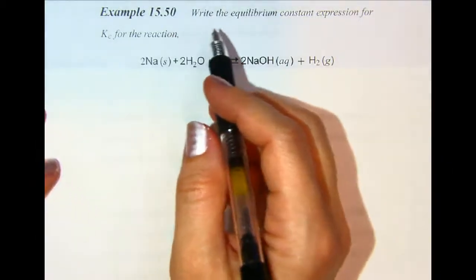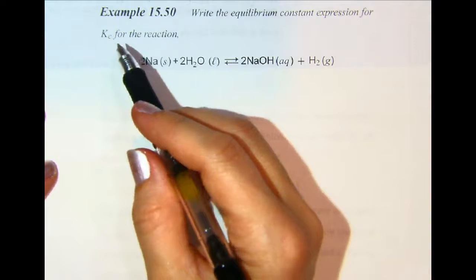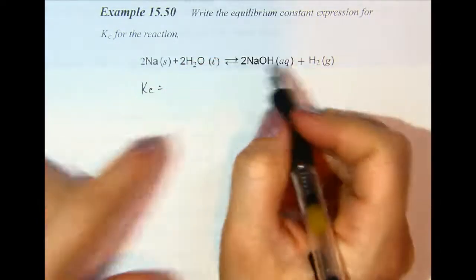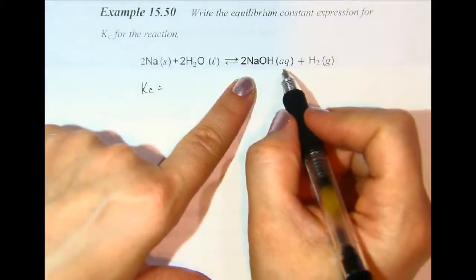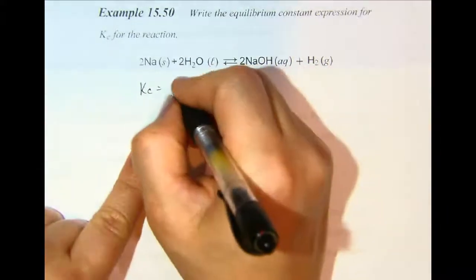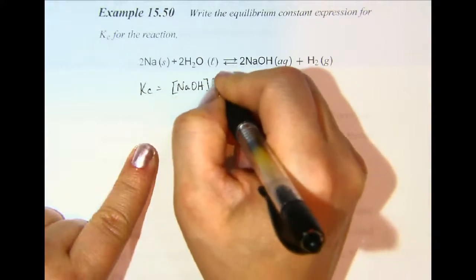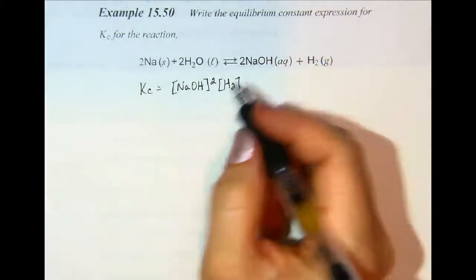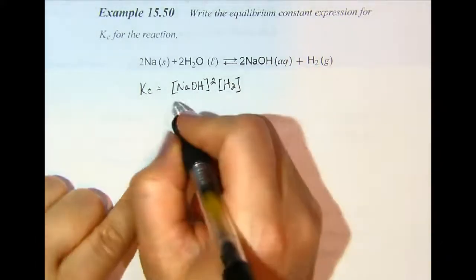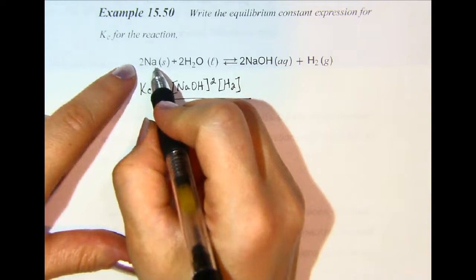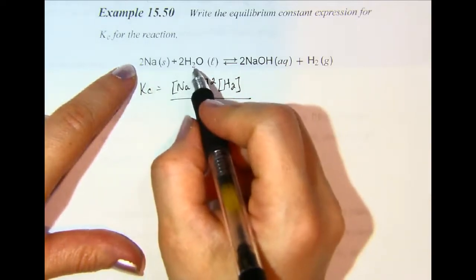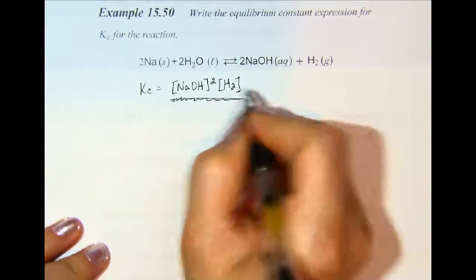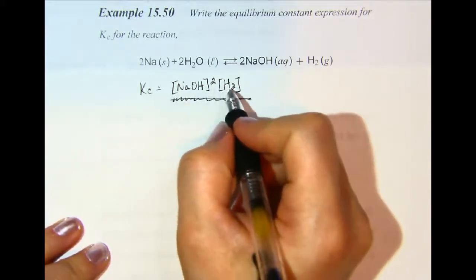Example 15.50, write the equilibrium constant expression for Kc for the reaction as follows. So Kc equals, start with our products. We will include aqueous and we will include the gas. So we'll write the concentration of NaOH squared times the concentration of hydrogen, and that's raised to the first power. And then I'm going to put this over, and this reactant is a solid, which equals 1, and this reactant is a liquid, which equals 1.